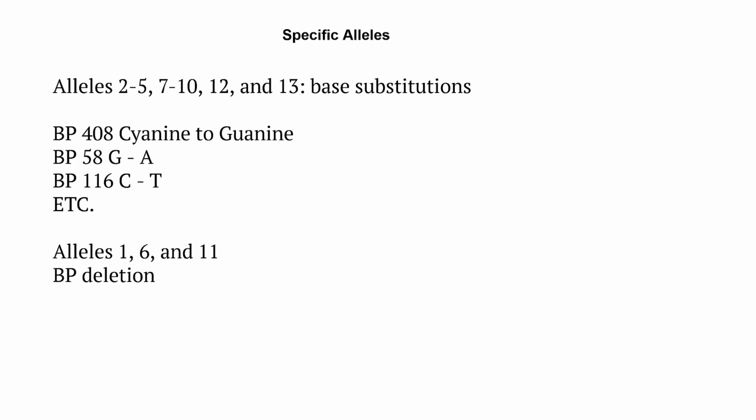Alleles 1, 6, and 11 all involve base pair deletions and similarly lead to the previous phenotypes of bone marrow failure, pulmonary fibrosis, and dyskeratosis congenita.